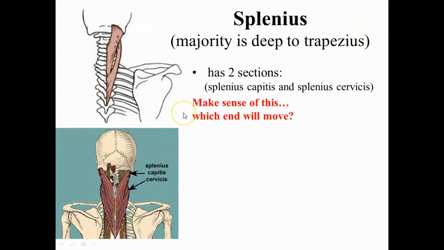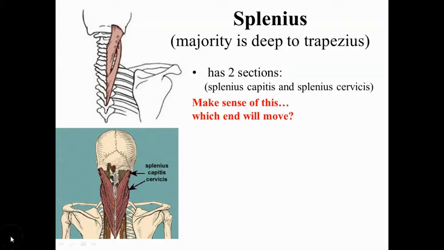Now, which end of these is going to move? Think about the section that we're in right now. These are the head movers. So the upper portion is going to be the insertion point. Insertion is always the moving end. The lower section will be the origin. So here's a case where we also have this particular muscle being capable of 3 of the 4 options that we originally discussed. So the question is, flexion, extension, lateral flexion, rotation. Which one is this muscle not capable of?